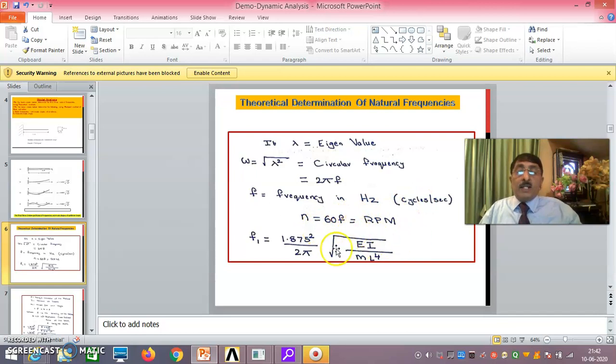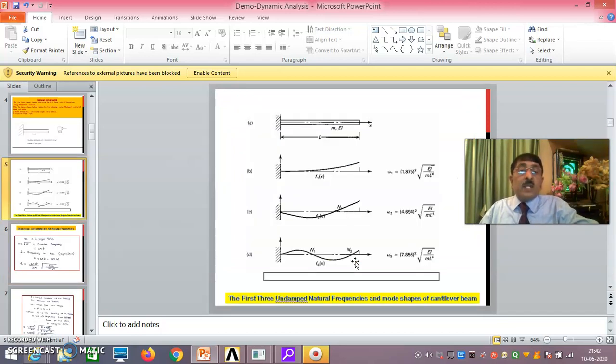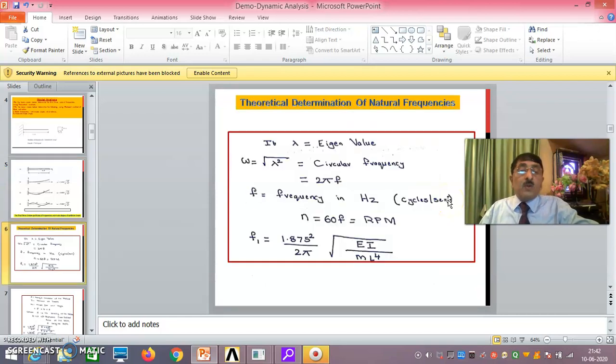That is why, for 1.875 squared, if you do directly this way, you get radian per second. If you divide by 2 pi, you get frequency in hertz, and multiply by 60, you get it in rpm also. So it is 1.875 squared divided by 2 pi, into the square root of EI by m L to the power of 4, where E is Young's modulus.